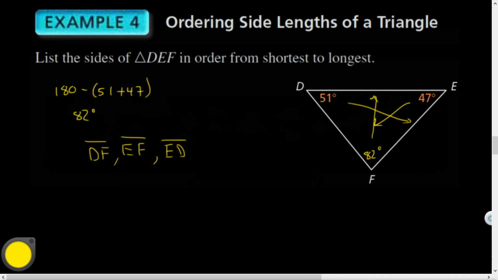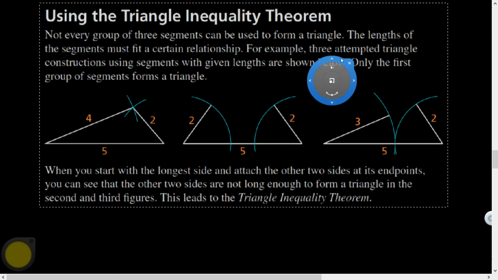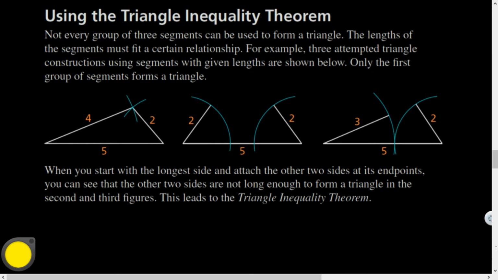Now, guys, we talked about this one actually a little while ago. I might have spoiled this one for you. The triangle inequality theorem. Not every group of 3 segments can be used to form a triangle. For example, 3 attempted triangle constructions using segments with the given lengths are shown below. Only the first group of segments forms a triangle.